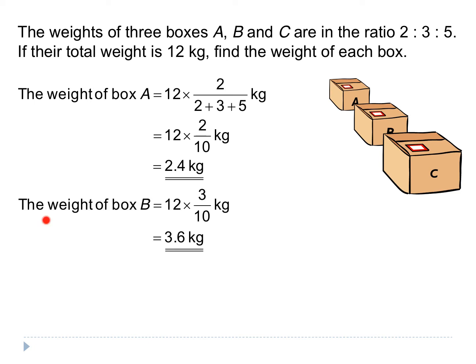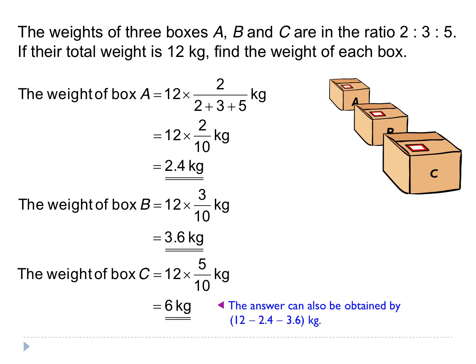Doing the same thing, for the weight of bus B, we can use the total weight times the part of B. B consists of 3 out of 10, so 3 over 10. 12 times 3 over 10 will be 3.6 kg. And for the last one, the weight of bus C, you can multiply 12 by 5 parts out of 10, so 5 over 10. 12 times 5 over 10 will be 6 kg.